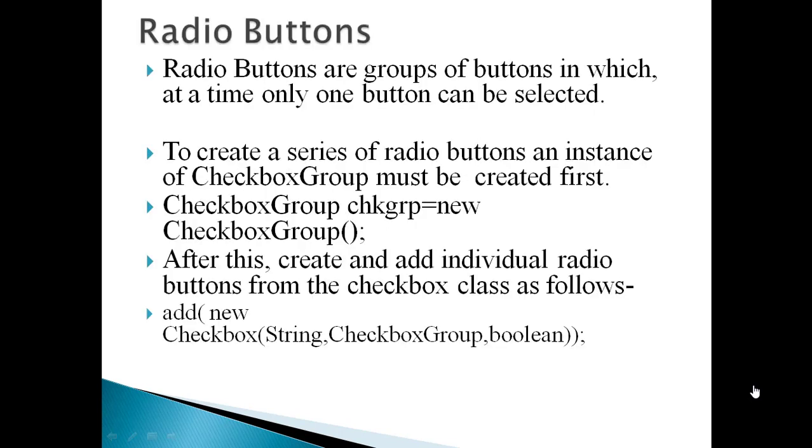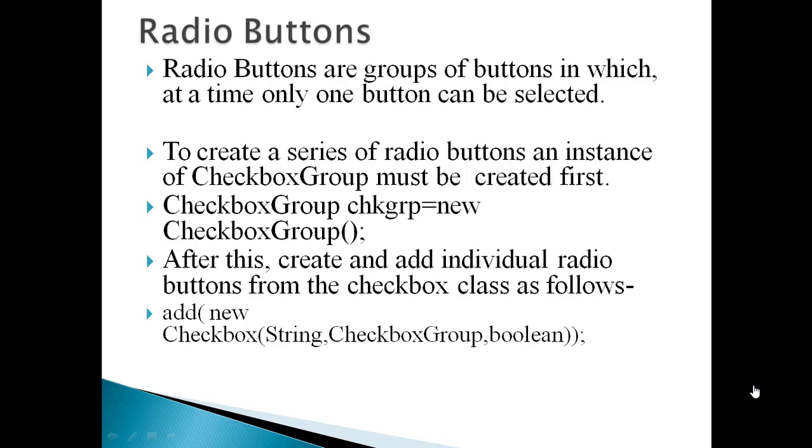Next user interface element is the radio buttons. Radio buttons are groups of buttons in which at a time only one button can be selected. In an FM radio, we can select a channel, and only one channel can be played at a time. From that it gets the name for this control, radio button.